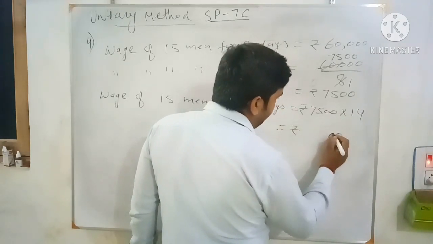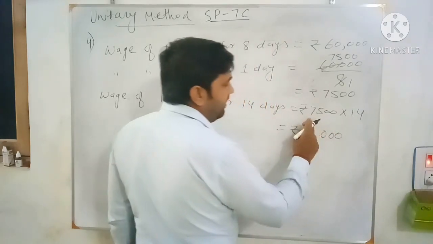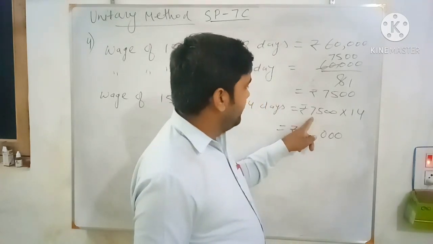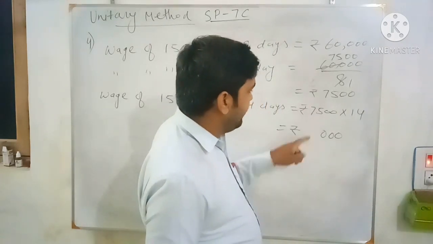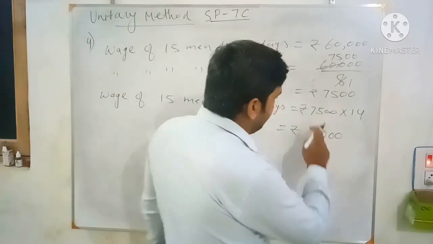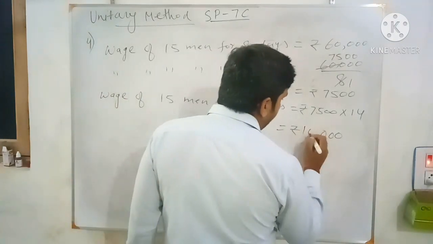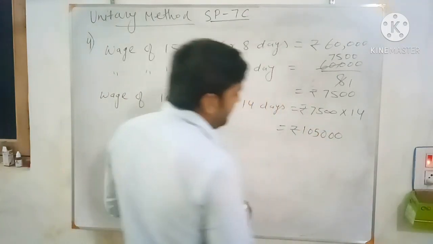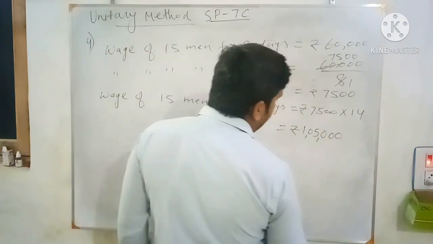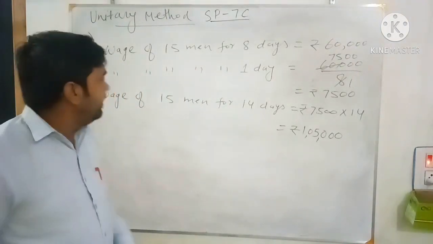So what do you get? 14 zeros are 0, 14 zeros are 0, 14 5s are 70, 0 carry 7. 14 6s are 84, 14 7s are 98. So 98 plus 7, 7 is the carry, 105. So what is the value? 1,05,000. So 1,05,000 is the wage of 15 men for 14 days.